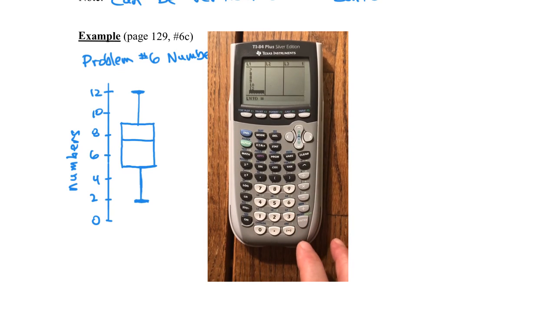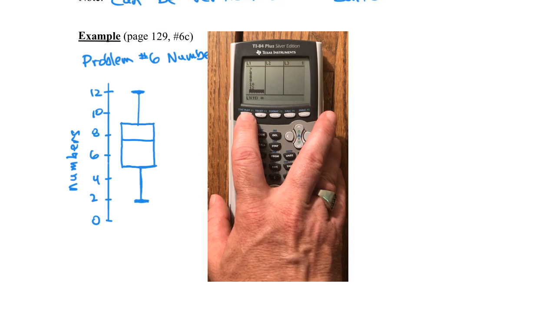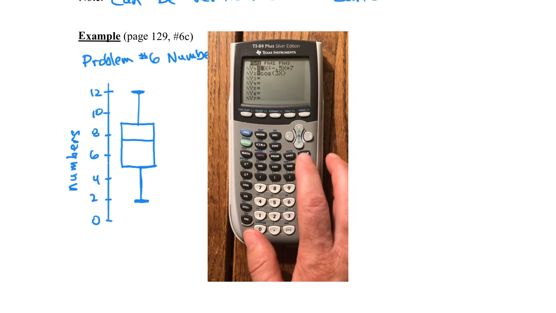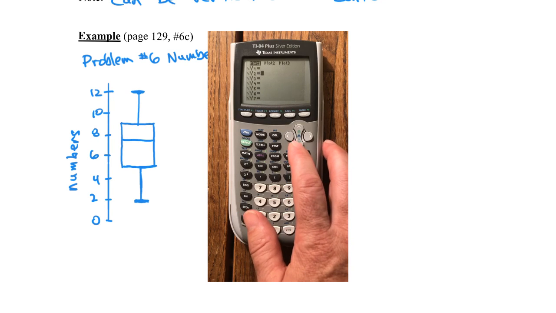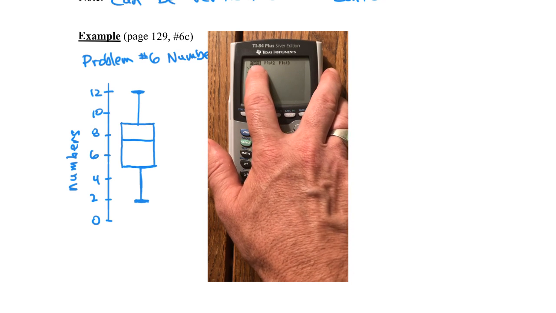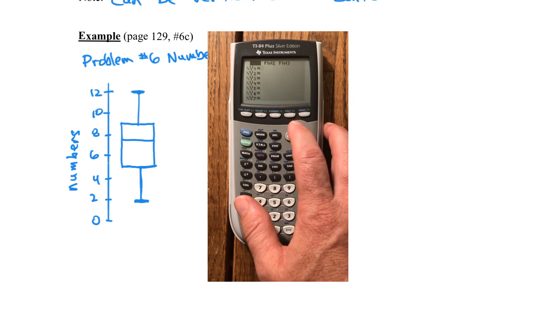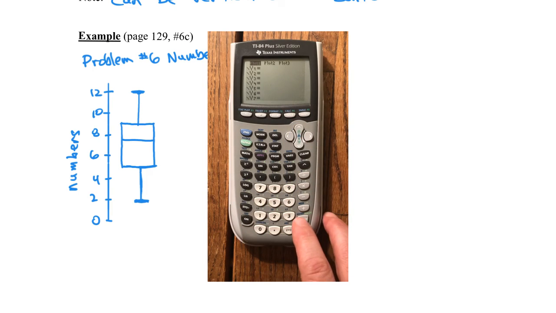So once the data are in there, let's go to the Y equals, and I need to clear out anything in here. So I hit clear, clear, and see how this plot is highlighted? Let's just turn that off. So I go up to there and hit Enter, and that will turn it off.